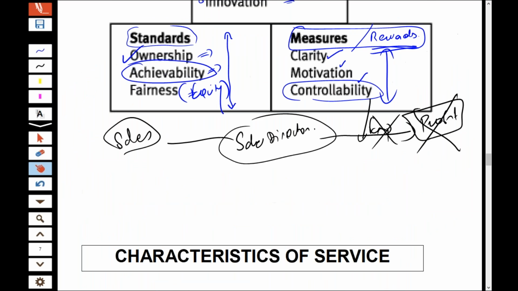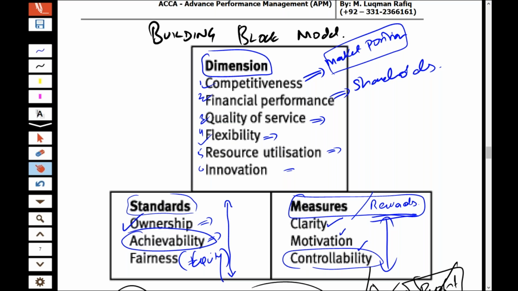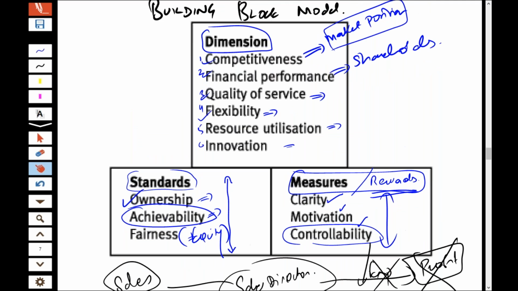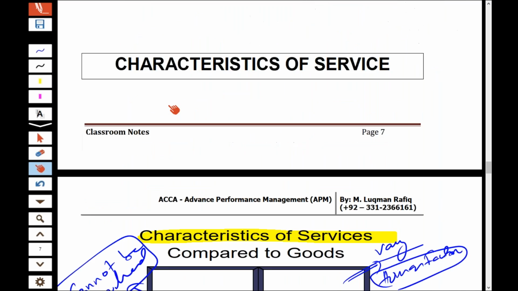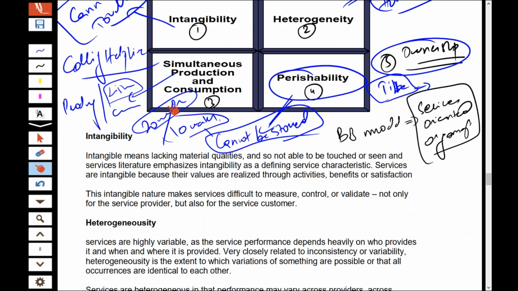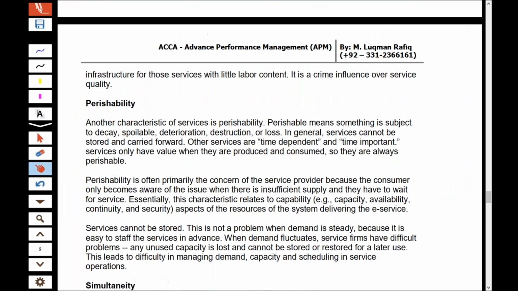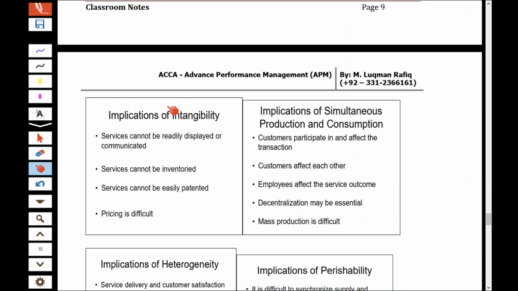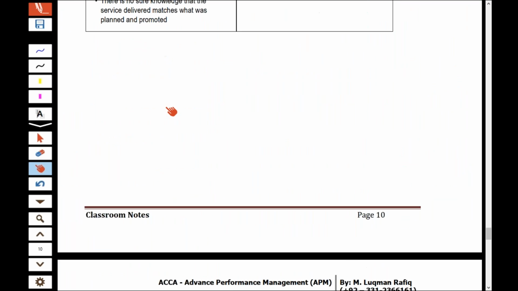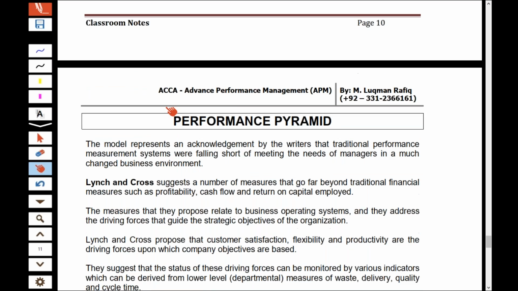Generally, this specific model, the building block model, was introduced in order to address the needs of the major service-oriented organizations. These are the notes which are available to you. You can review them later on.